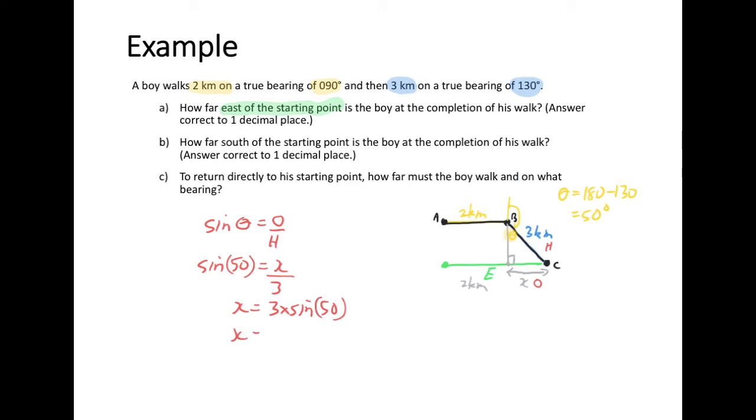So using a calculator, x is going to equal 2.3 kilometers. So to work out my total distance, it is going to be 2 plus 2.3, which is 4.3 kilometers. So the boy has traveled a total of 4.3 kilometers east from his starting point.